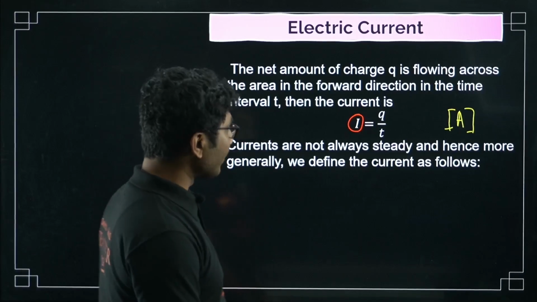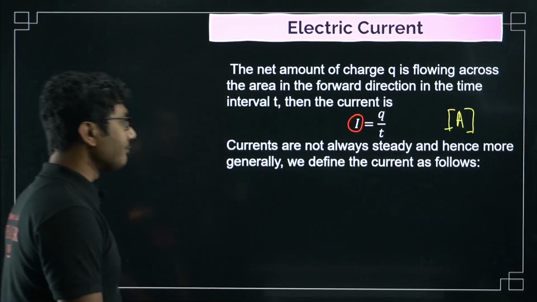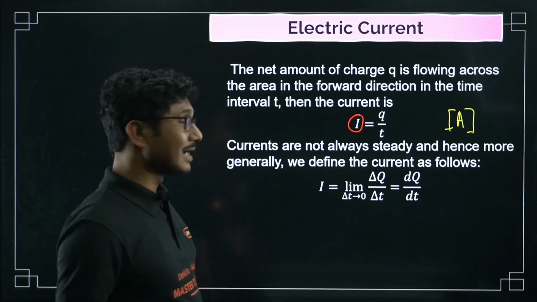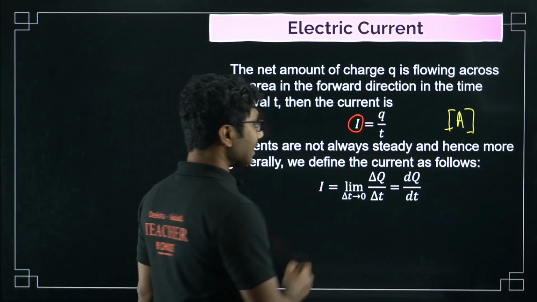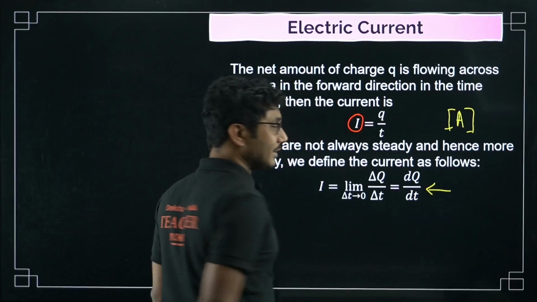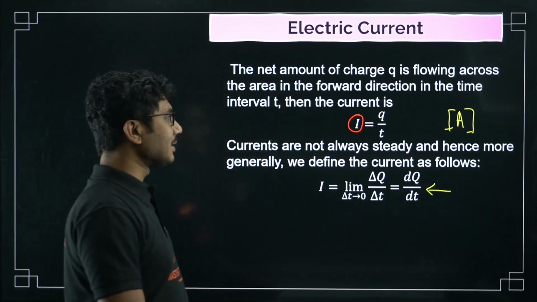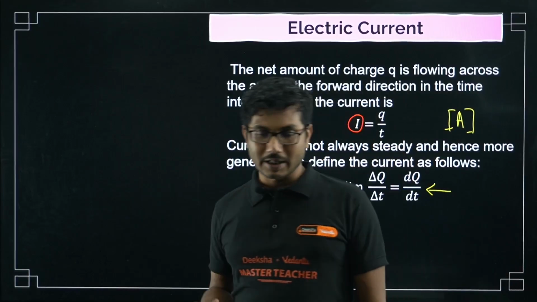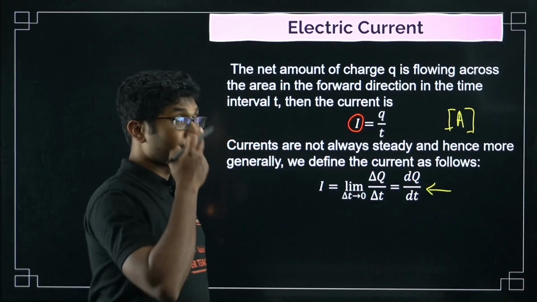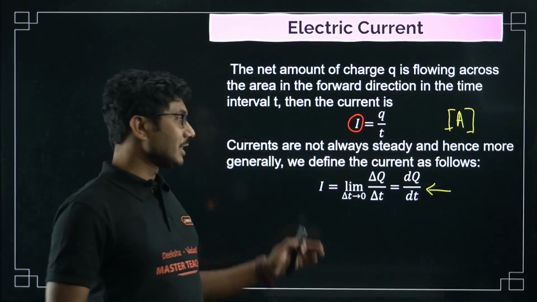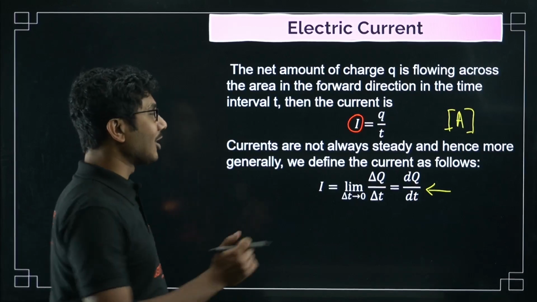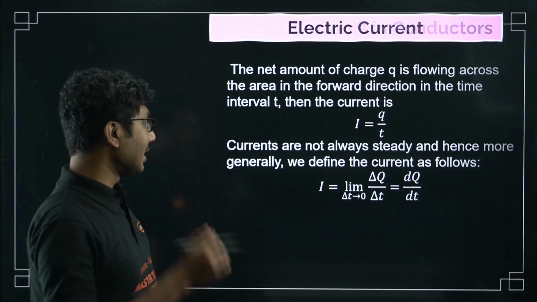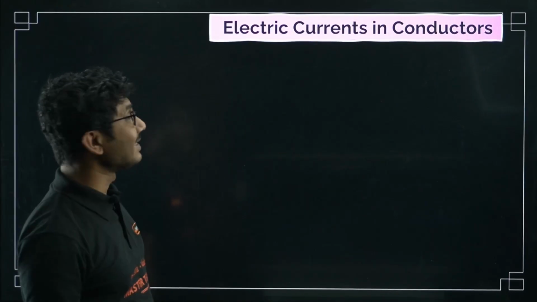Currents are not always steady, and hence more generally we define the current as follows. If the charge is varying with time, then the current can be defined by dq/dt. This is an interesting formula. In some cases they might give you a time-varying charge and ask you to find the current, so in that case you have to use differentiation. Just a reminder that current is not always q/t; sometimes you have to differentiate as well, right?